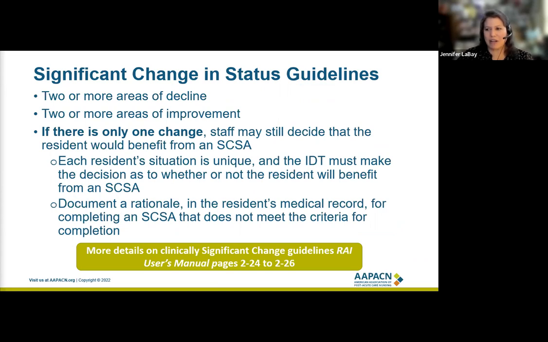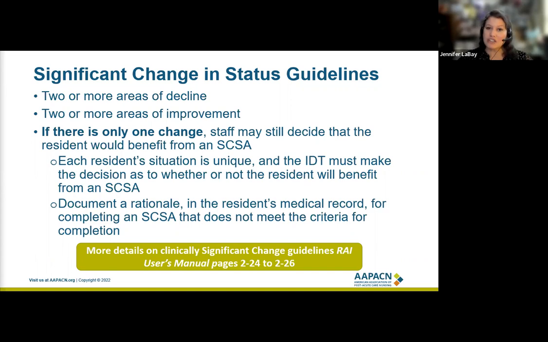And when we're talking about areas, it's not just, oh, there's a change in section M, there's a change in section K. It could be within section K. It could be within section M or any of the other sections of the MDS for that matter. That could meet that criteria. It could be a decline. It could be an improvement. So maybe on the previous assessment, they had 2 stage 2 pressure ulcers, and now they have none. That could be enough for a significant change in status if there's no other things going on.